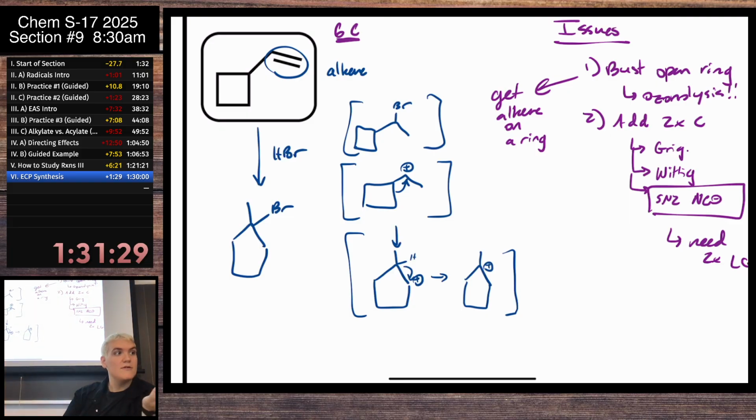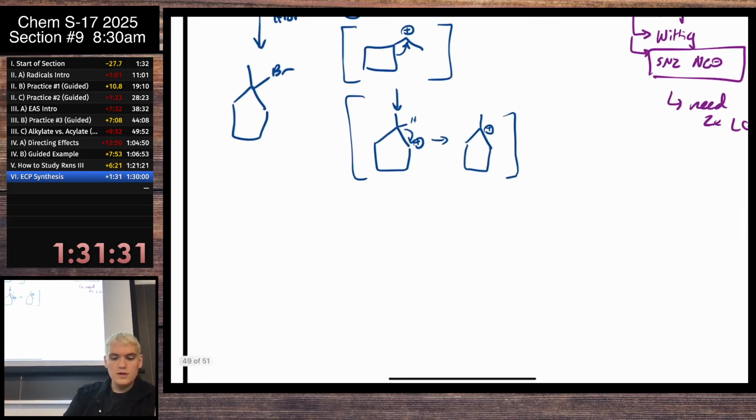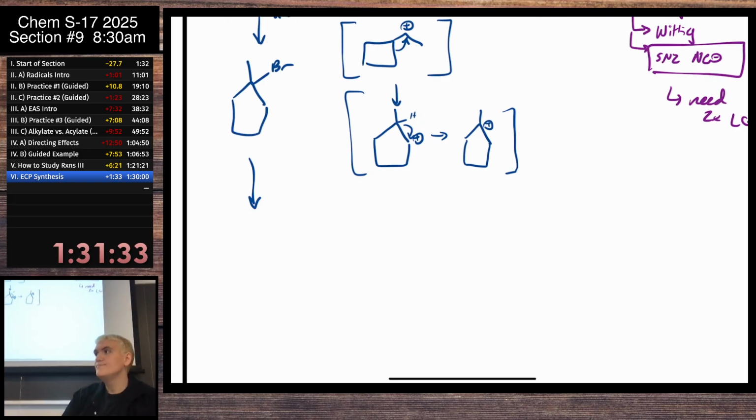Yeah, we have a good leaving group, right? So if we want to do an E2 elimination, what should we use? Some sort of base. Yeah, throw out a base. I'm going to do OMe. So then with this, what we get is an alkene in the ring.